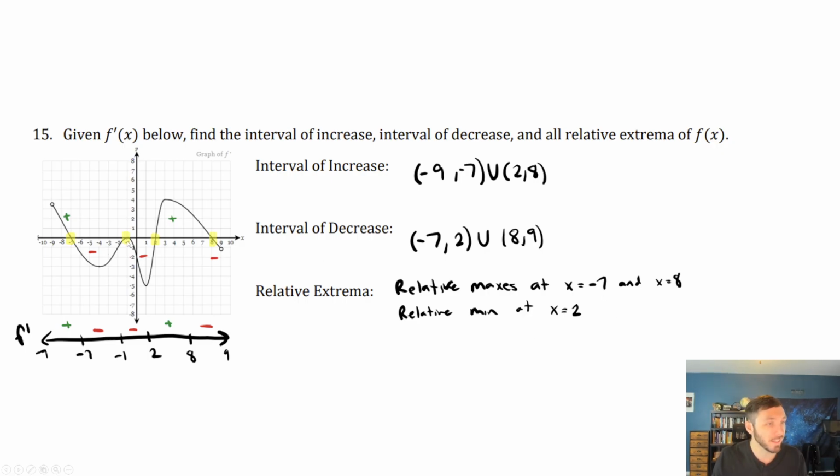We see here at -1, we go from negative to negative, right? We don't breach through, so that is neither a min nor a max. At 2, we go from negative to positive, so that would be your minimum, there we go. And then at 8, we go from positive to negative. Sometimes I have to do that.